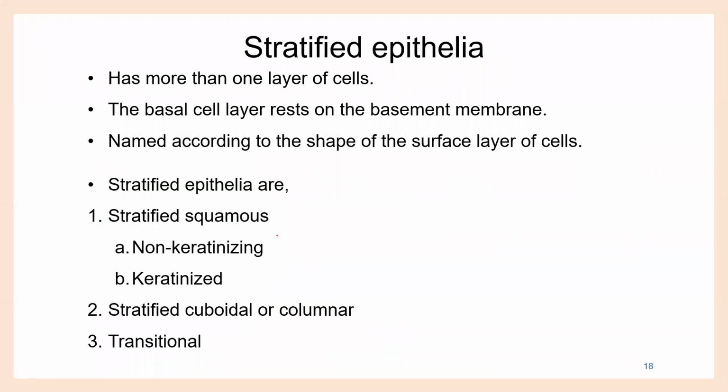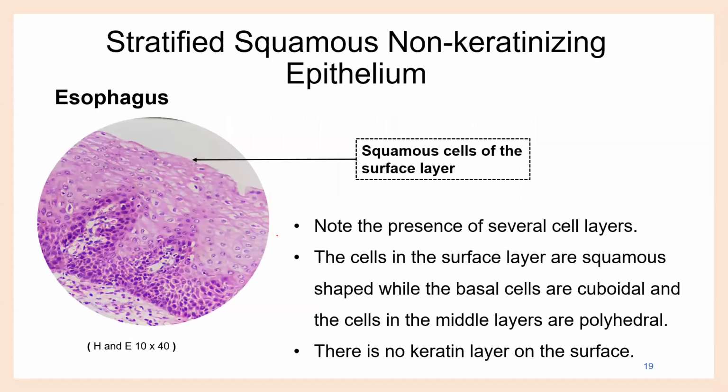Then, moving on to the stratified epithelia, you have more than one layer of cells. The basal layer is on the basement membrane, and according to the shape of the cells you have stratified squamous non-keratinizing and keratinized, stratified cuboidal and columnar, and also the special epithelium which we call transitional.